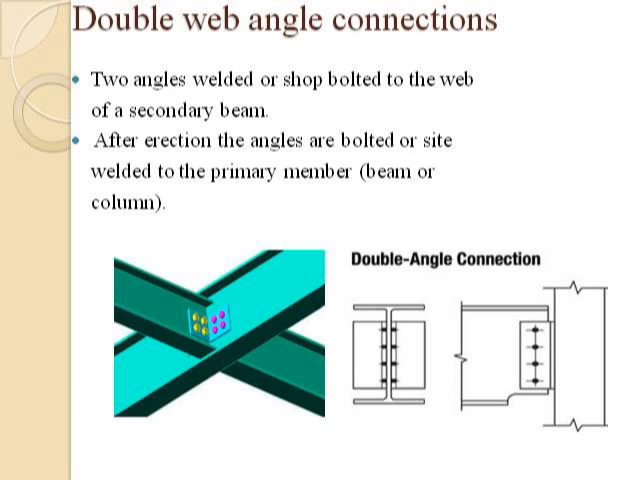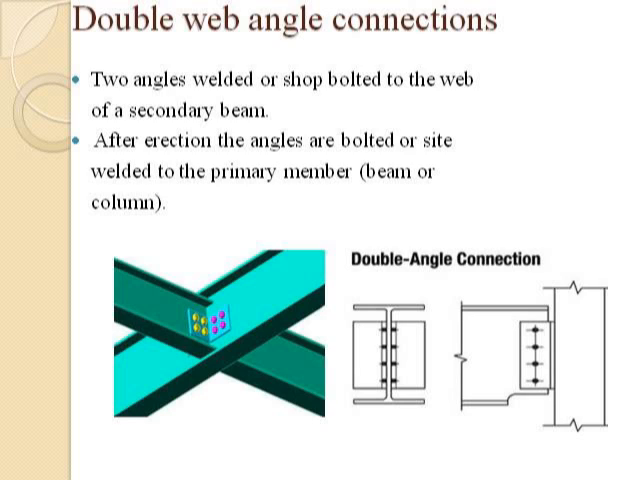So two angles welded or shop bolted to the web of secondary beam. There is a difference between shop weld and site weld, shop bolt and site bolt. The shop bolt will have more efficiency, it is more finished than a site bolt. Again we have two types in weldings, shop weld and site weld. Shop weld will be smoother than the site weld. Obviously it will give us more strength than site weld.